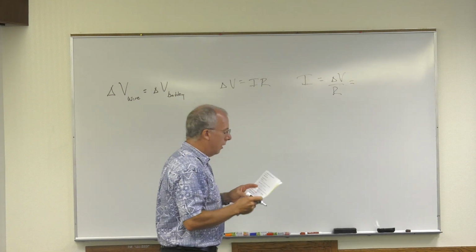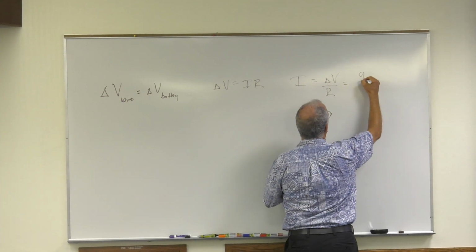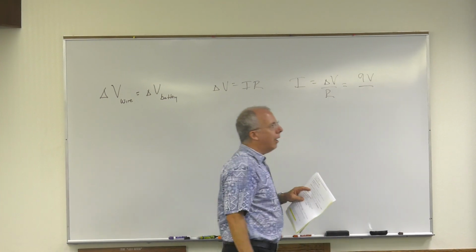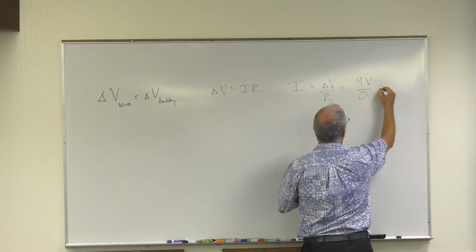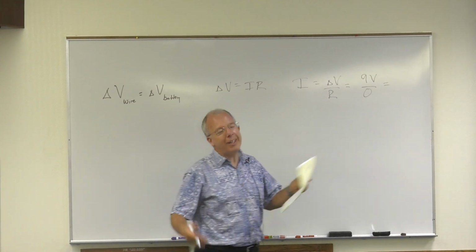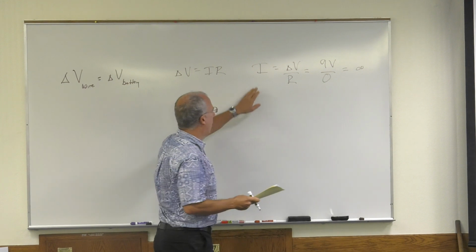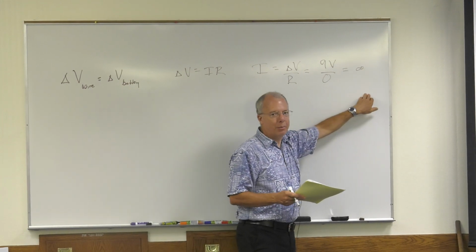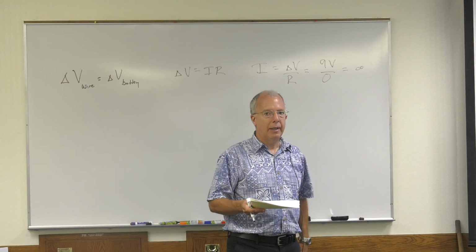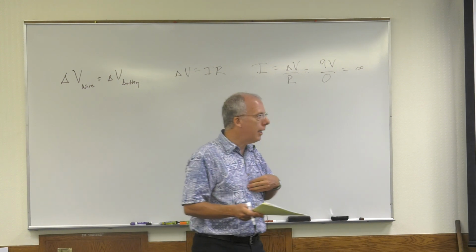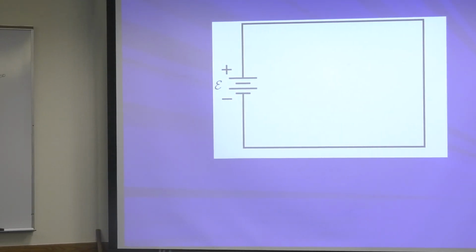Okay, now let's see. Delta V battery is 9 volts. Okay, what's R? 0, right? So what's 9 divided by 0? Infinity. All right. So that means the current is infinite, which means it's incredibly large. That's really horrible because it's really, really dangerous. It's dangerous for the human being, and it will melt the wire, okay? So this is not a good situation.